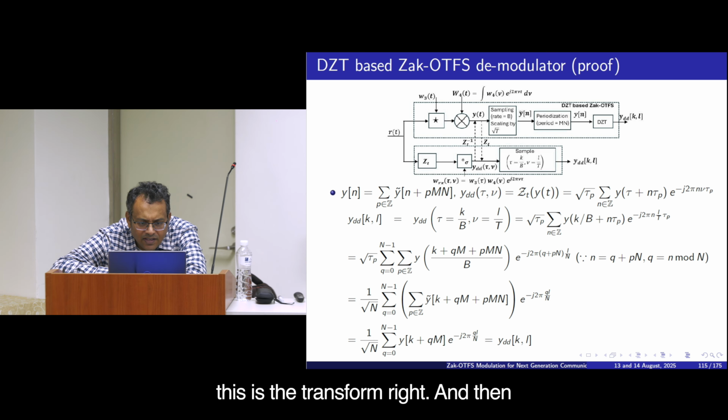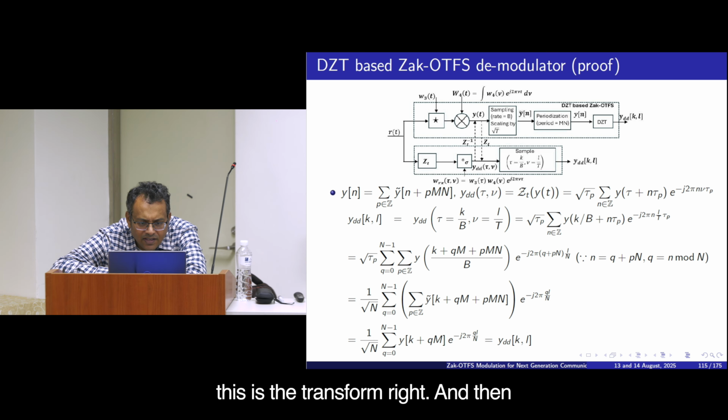This equation is very similar to this one, except that you have to replace n, small n, with k plus qM, okay? So this thing inside the bracket is actually y of k plus qM, okay? Remember, y is the output of the periodization block, okay? Is that okay?